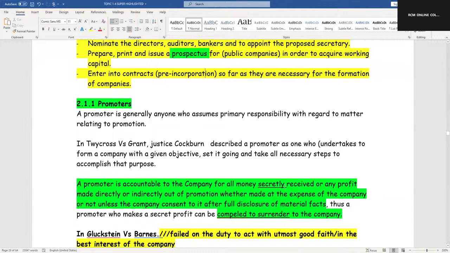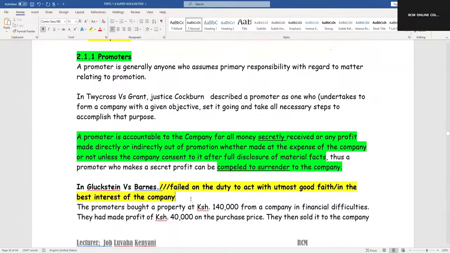A promoter who makes a secret profit without revealing it will be compelled to surrender those profits to the company. He would have failed on what we call the duty of utmost good faith, that is, the duty of acting with utmost good faith in the best interest of the company. And it is explained by this case law here.